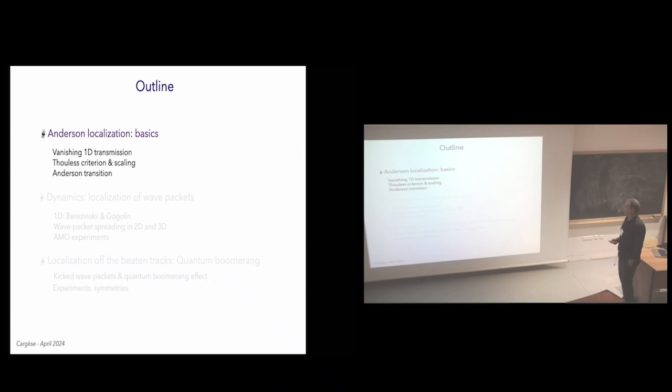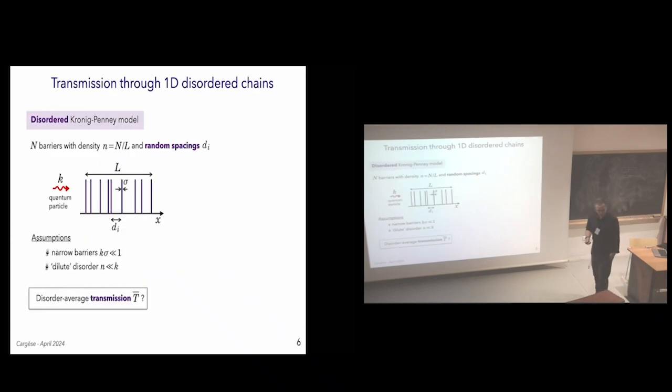Okay, so now basics on Anderson localization. I thought a little bit, and in fact one of the simplest models for localization that you can find is probably the 1D disordered Kronig-Penney model. This model is pretty simple. It consists of a series of barriers which are placed on a line segment of length L with random separations. So the randomness, the disorder, is in the random separations.